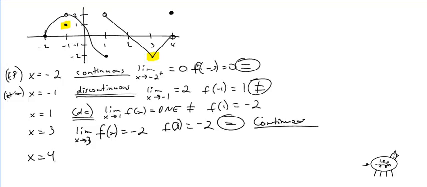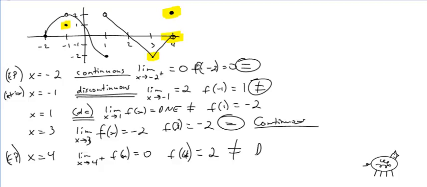Couple more. X equals 4. Again we're talking about an endpoint, and you're looking at the limit as x approaches 4 from the positive side, and that limit is right over here. I'm approaching 0, so the limit of f of x is equal to 0. And of course, what is f of 4? That's this point up here, the dot when I'm there. So f of 4 is equal to 2. These are not equal, so this is discontinuous.